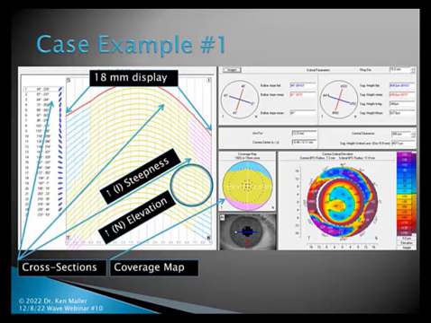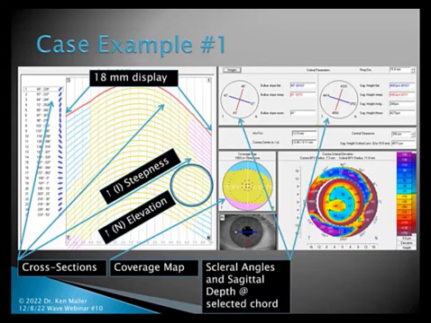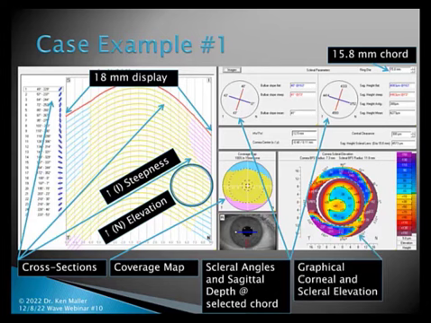The scleral angles are shown there along with the actual sagittal depth, and that's at a 15.8 millimeter chord. That's for the reason that that's in fact how large this lens is going to be, so I was interested in the data at that particular chord diameter. And again, there's the graphical representation of the corneal and scleral elevation. It also gives you an average sag. So if you're not utilizing software-driven design to get to your lens, but you're actually using trial sets, you can use that average sag as a good starting point for pulling out your first lens.